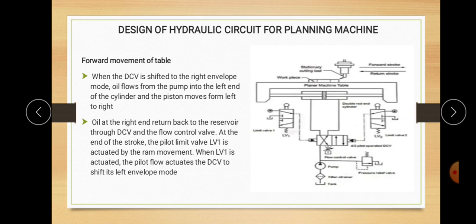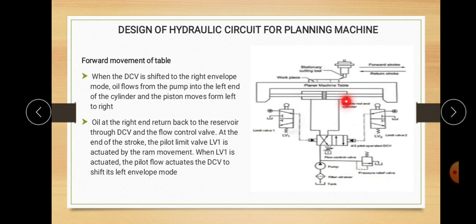So next we can see what a planing machine is, and the design of the hydraulic circuit for planing machines. In planing machines, as with a drilling machine, extra accessories are present, called pilot limit valve 1 and pilot limit valve 2. The two valves are located in between the cylinder and the DC valve. So here linear actuations are carried out.